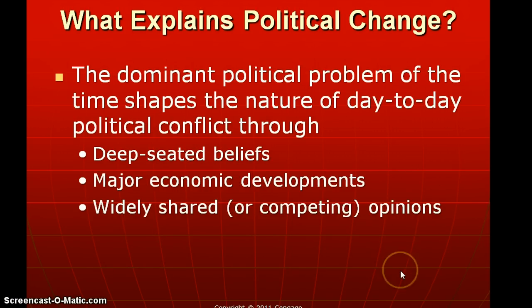What explains political change? This is very true. First of all, deep-seated beliefs in how we are. The great shifts, as your book tells you, in the character of our government, its size, scope, institutional arrangements, direction of its policies, have really reflected sudden changes sometimes in elite or mass beliefs about what the government is supposed to do. And I think by looking at those examples, you can see that.